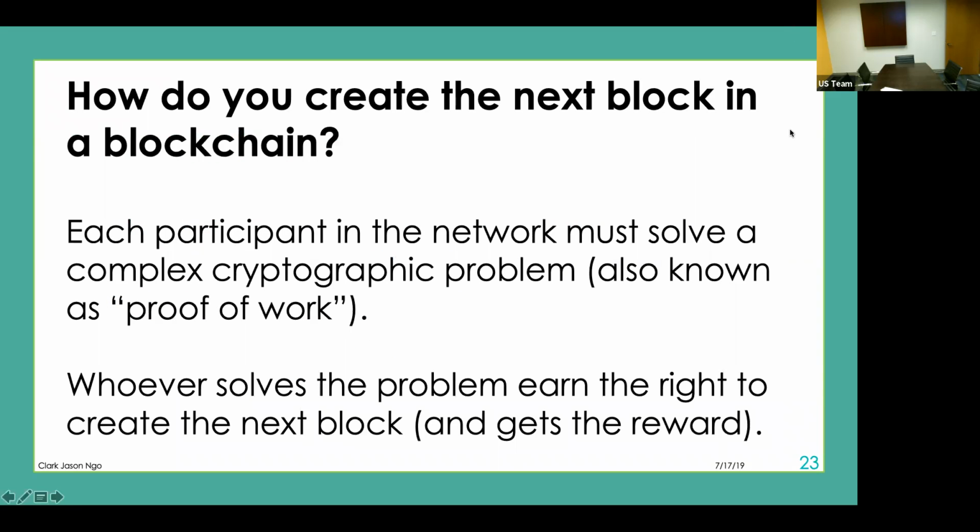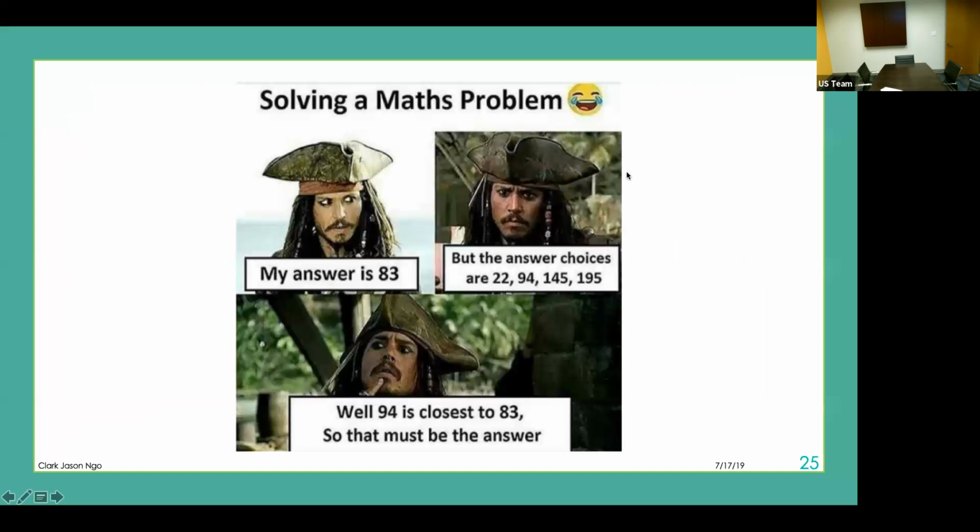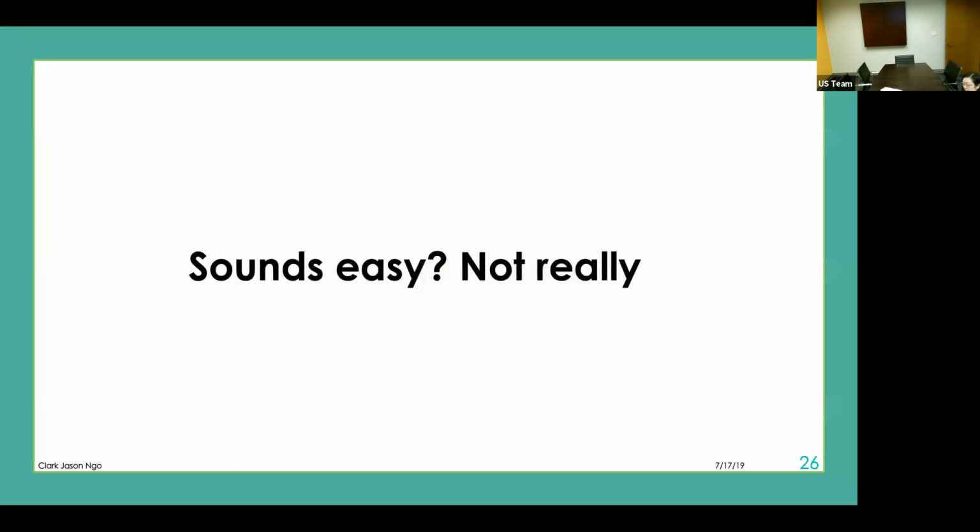So the question is, how do you create the next block in a blockchain? Again, that is to get the Bitcoin, right? Each participant in the network must solve a complex cryptographic problem. This is also known as proof of work, okay? Whoever solves the problem earns the right to create the next block and gets the reward, which is the Bitcoin, if you're talking about cryptocurrencies. So what are these computational problems? It looks like just a math problem. It really is. And if you know how to solve math problems, maybe you can do it, but not really.